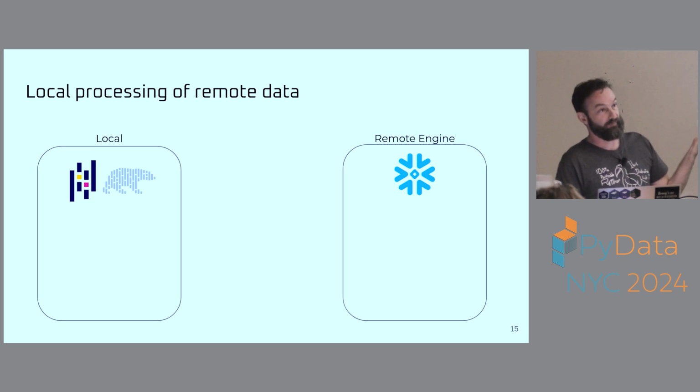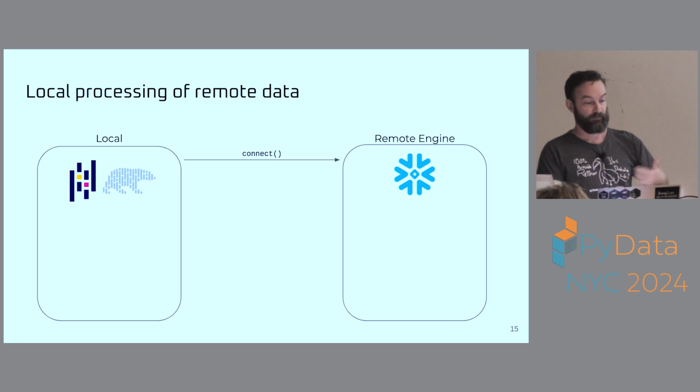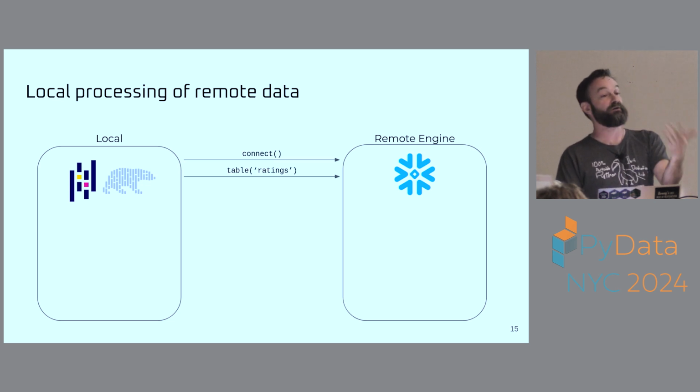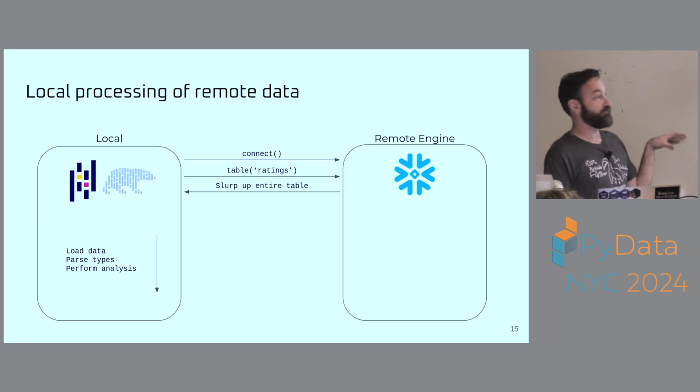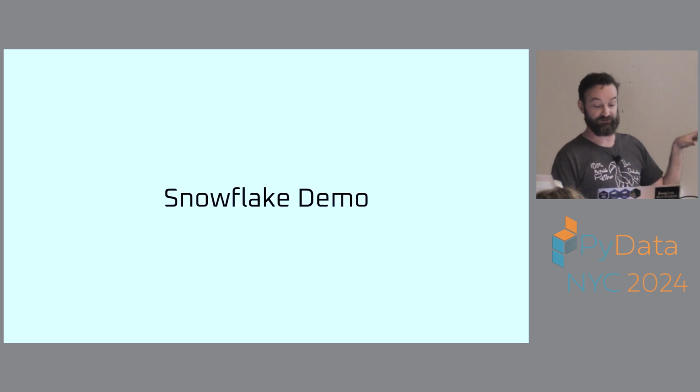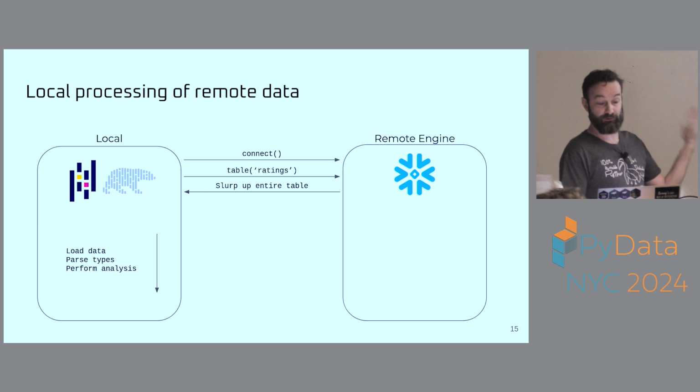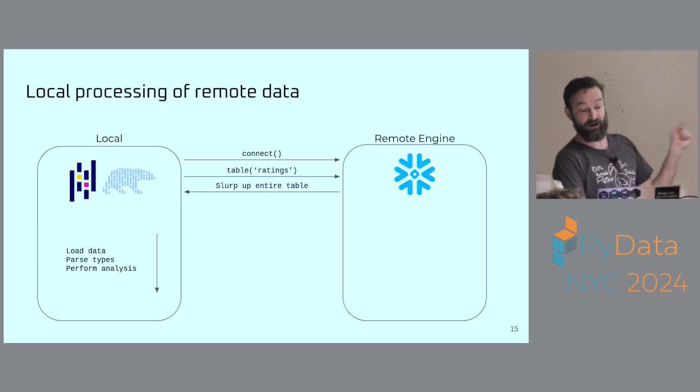Alternatively, the pattern in PyData space for a while would be you have this remote engine, you connect to it in the same way, and you say, hey, do you have a table called ratings? And then you slurp up that entire table, right? You download the entire thing. Then you load that data into memory on your machine, you parse the types, you perform your analysis, and then you get your result. This is fine for small stuff, and if your network connection is fast.